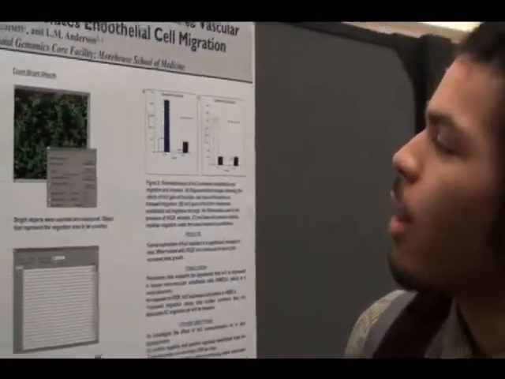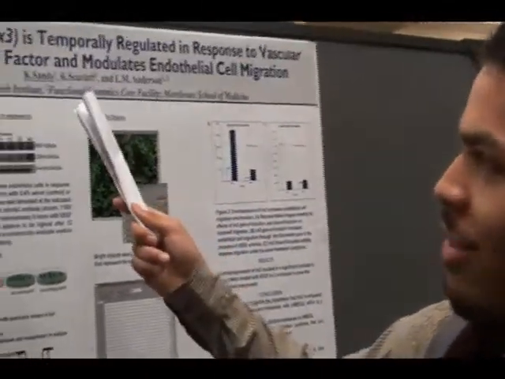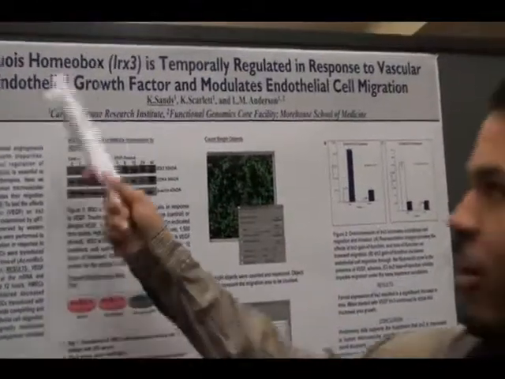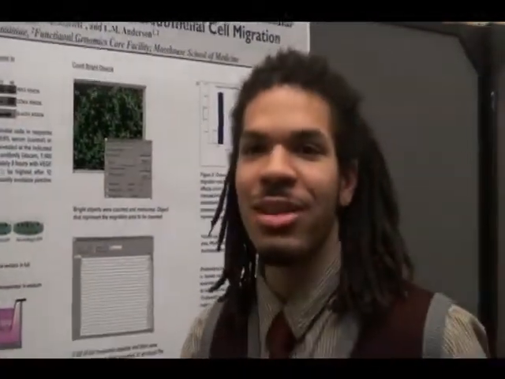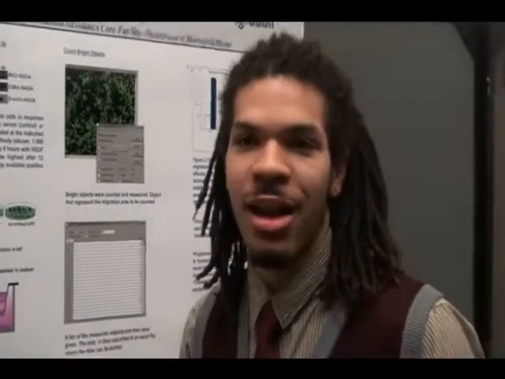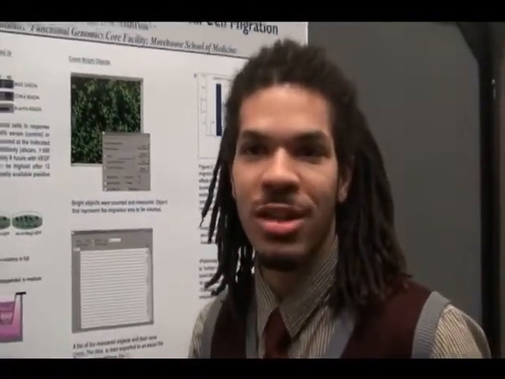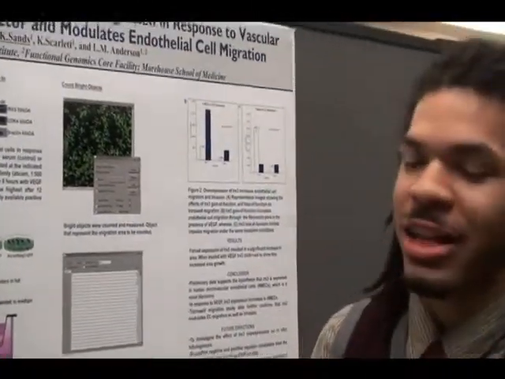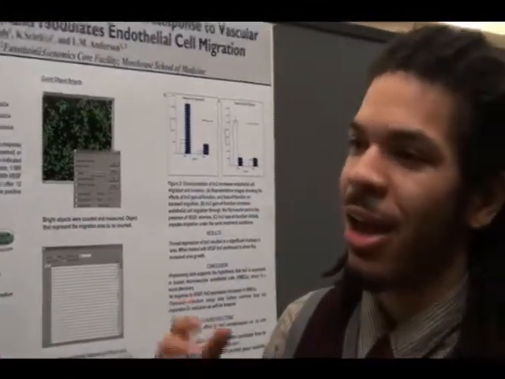So what we did is look at this gene IRX3, which is part of the Iroquois homeobox family, and these genes have been shown to have an effect on pro- and anti-angiogenesis. So our theory is that if we can manipulate IRX3, we can manipulate angiogenesis.